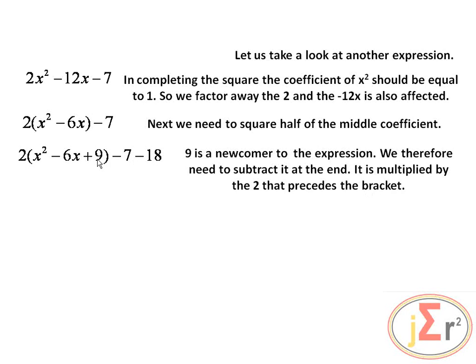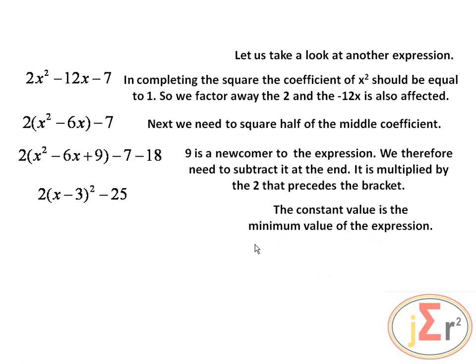But the 9 that we have here is multiplied by 2 in front of this bracket. So instead of putting a subtract 9 here, we put minus 18, which is, of course, 2 multiplied by 9. Of course, negative 7 minus 18 is negative 25, and we have the completed square.